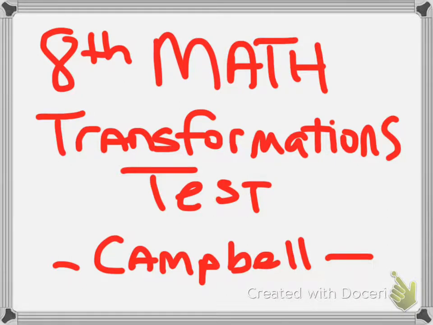Number 11, figure S, the small arrow, was dilated with the origin as the center of dilation to create figure T, the large arrow. Which rule best represents the dilation that was applied to figure S to create figure T? Look at those choices, A, B, C, or D. Which rule best represents the dilation that was applied to figure S to create figure T?